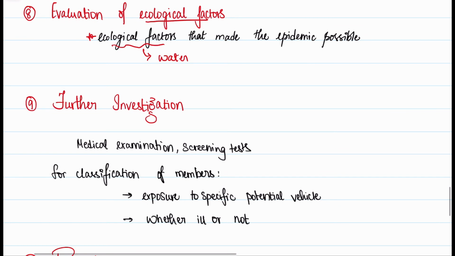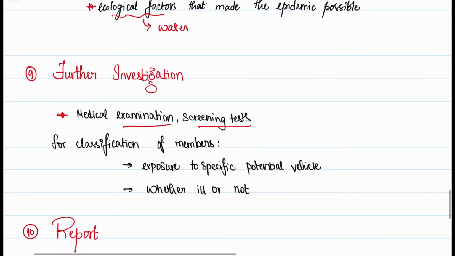Further investigations are done for the population at risk. Different medical examinations, screening tests, and laboratory tests are done to rule out any other conditions. It helps in classification of members by exposure to a specific potential vehicle, and whether they are actually ill or not with the disease we're investigating.